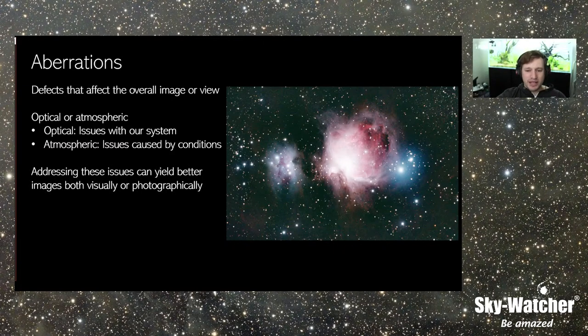Now, addressing these issues will hopefully yield a better image for you or view, depending on what you're doing, because all of these aberrations are visible photographically or visually. So it doesn't really matter what you're doing. Overall, the end goal is for us to get a nice image through the telescope or just a nice view. And trying to remedy these aberrations will help you ultimately get there the way you want to do it.